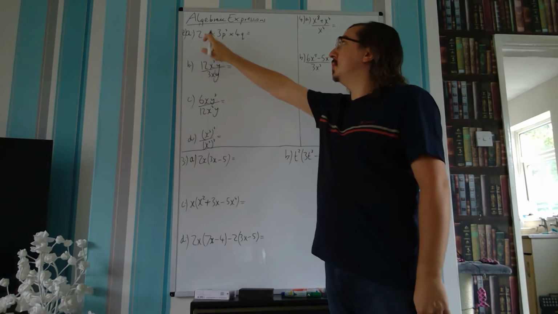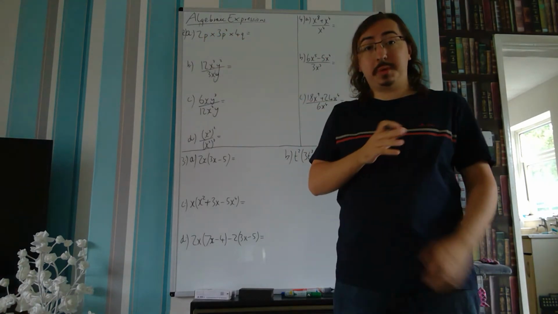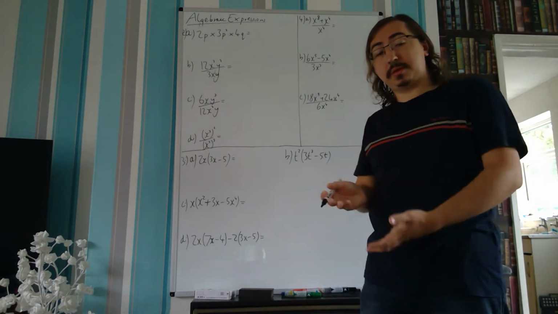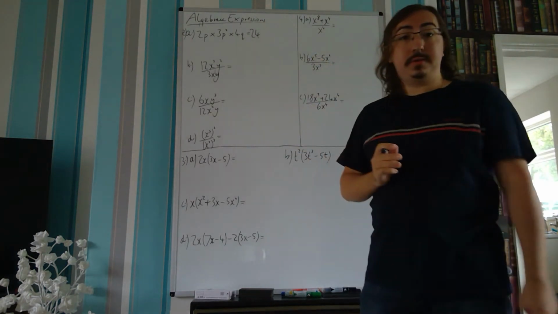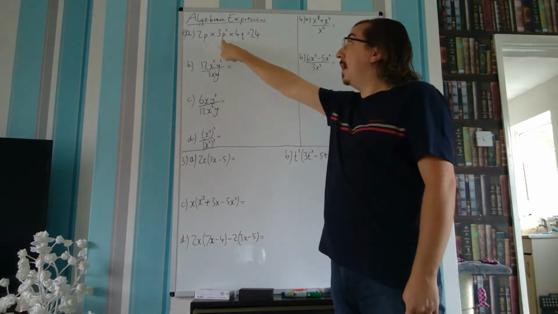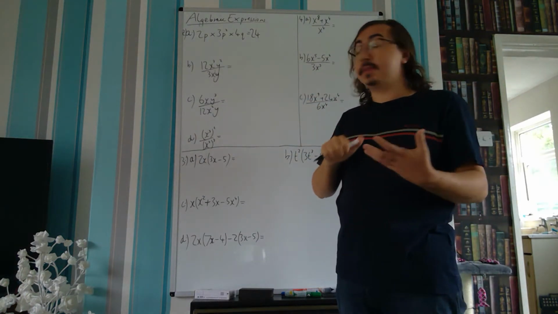So for the first one, we've got 2 times 3 times 4. So we can multiply all three numbers. 2 times 3 is 6, times 4 is 24. That goes first. We then have to apply the index laws and we can collect our like terms.